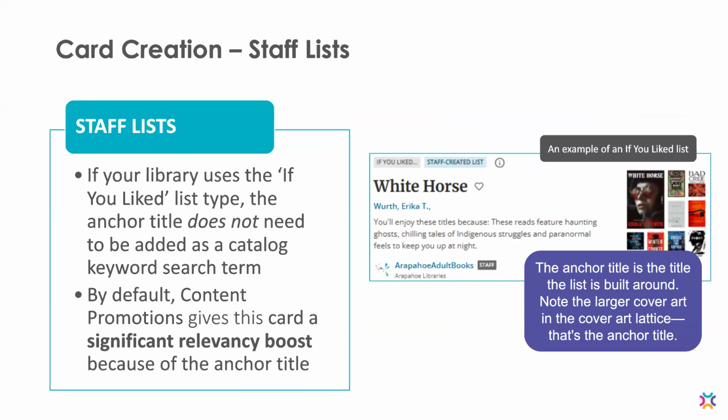So in that case, the anchor title, as we call it, we have all the metadata for that too. So we know to prioritize that title. So you don't have to add White Horse or Mad Men into the catalog keyword search terms. We have the metadata. And we would give these cards a particular relevancy boost because, if somebody types in Erica Worth, they're going to see this if you liked list because we have the matching metadata.